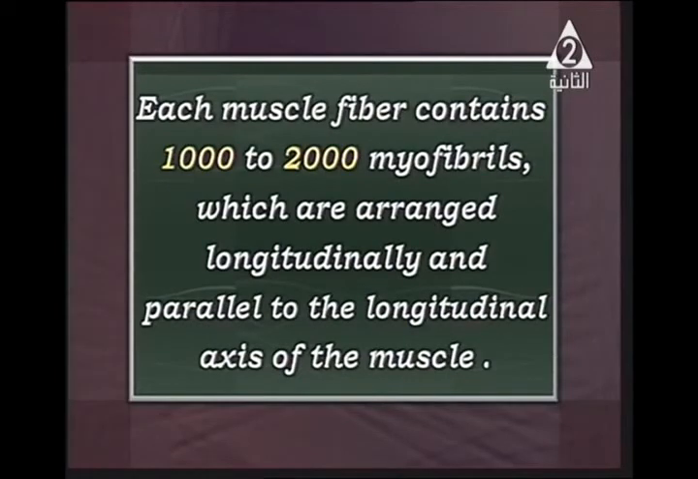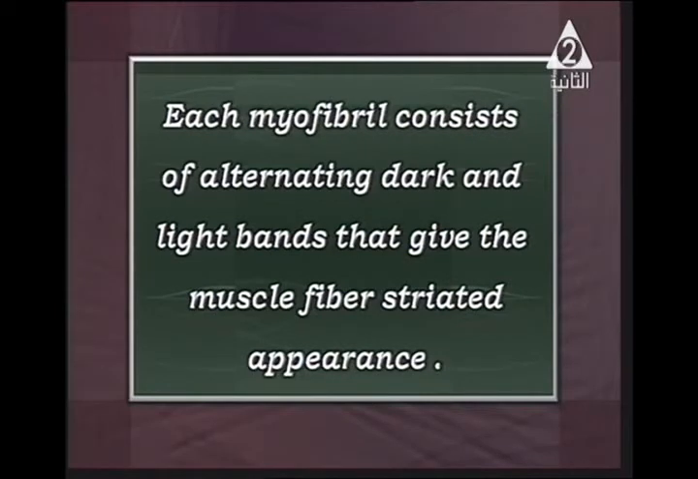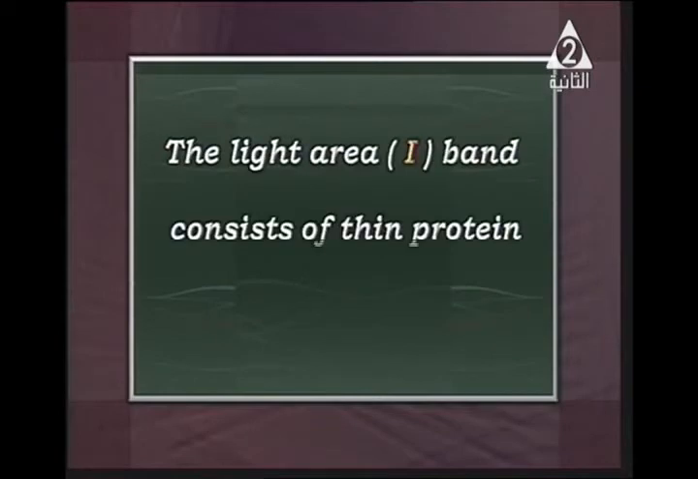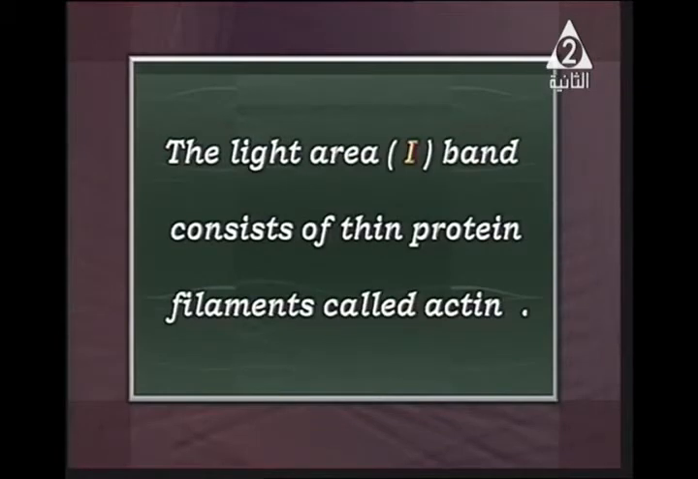Each muscle fiber contains about 1,000 to 2,000 myofibrils, which are arranged longitudinally and parallel to the longitudinal axis of the muscle. Each myofibril consists of alternating dark and light bands that give the muscle its striated appearance. And this is a question for you. The light area, called the I band, consists of a thin protein filament. Its name is actin.